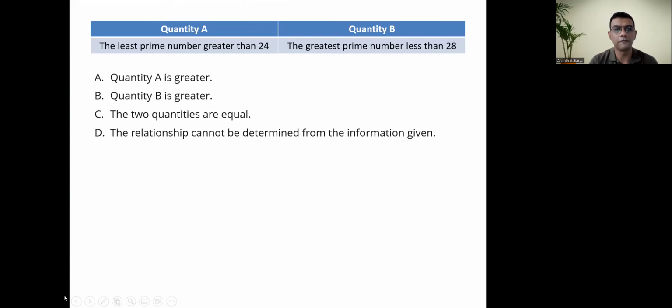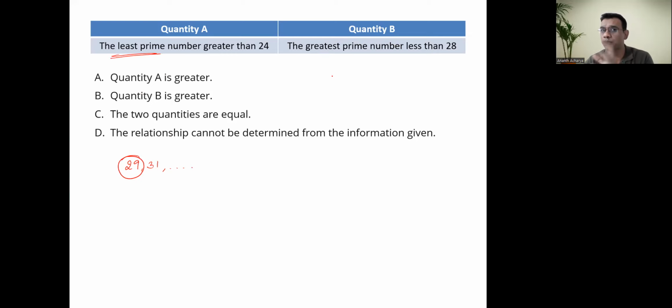Now, a quantitative comparison looks similar to the one shown on the screen. You have quantity A, you have quantity B. Quantity A says the least prime number greater than 24, and quantity B says the greatest prime number less than 28. If you can recollect your prime numbers, after 24 you know that 29, 31, and so on are the prime numbers. But since you are looking at the least prime number, you will choose 29.